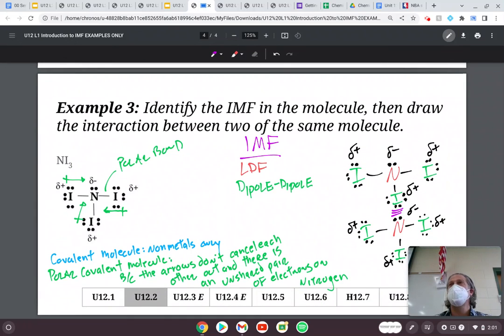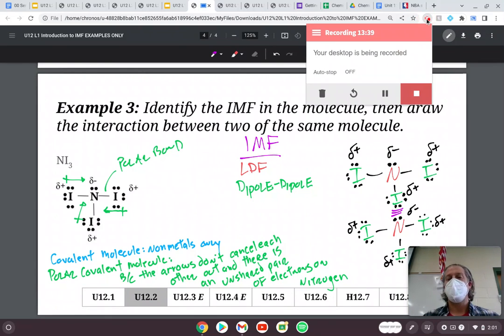Any other questions? Okay, so then that was the last of the examples. So now we're going to transition into the next part of our notes. So we'll get into that now.